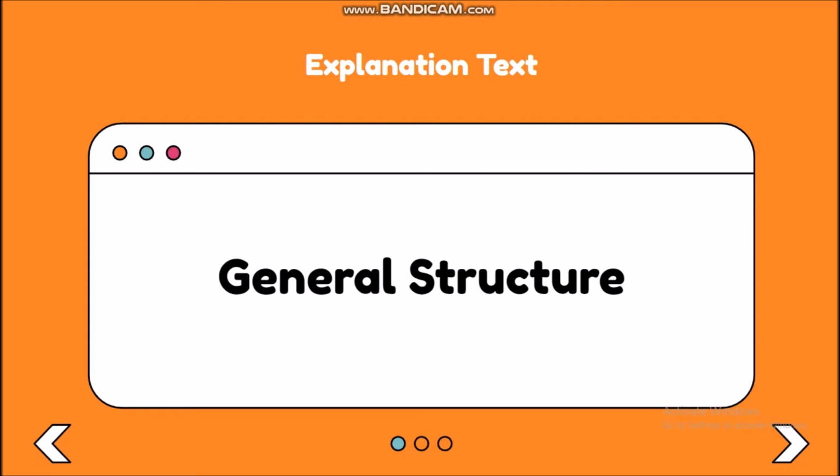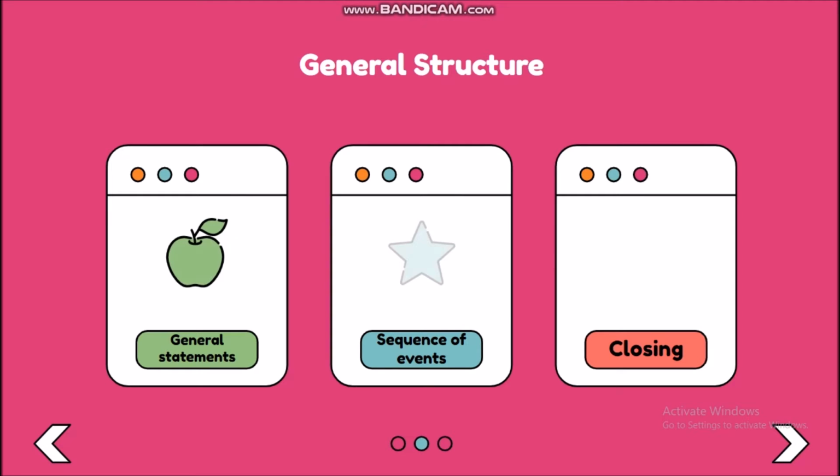Next is general structure. What are the general structure of explanation text? Well, it has three. The first one is general statements. Well, what's in general statement? Well, it has the general explanation or is just introducing what event that will be discussed.